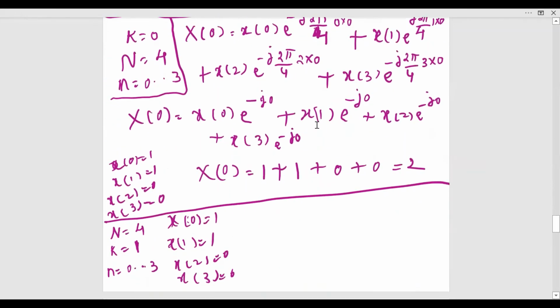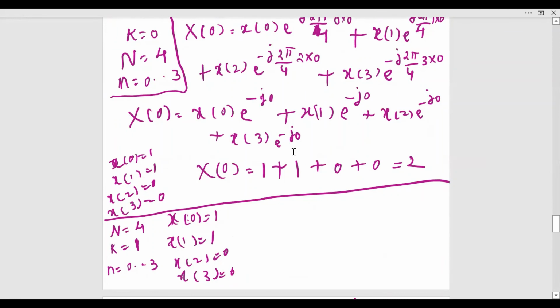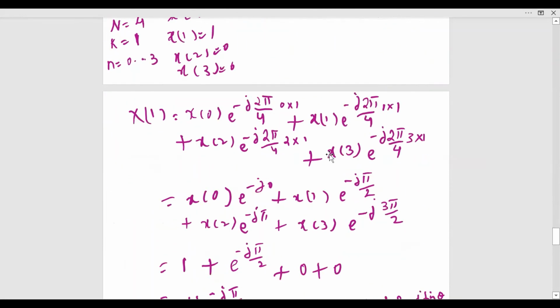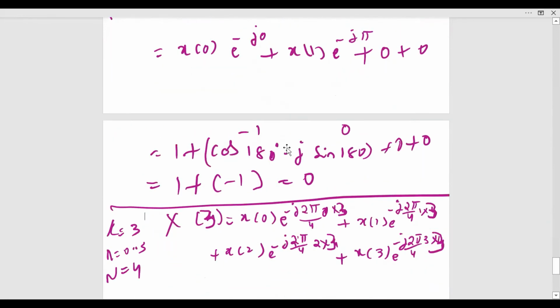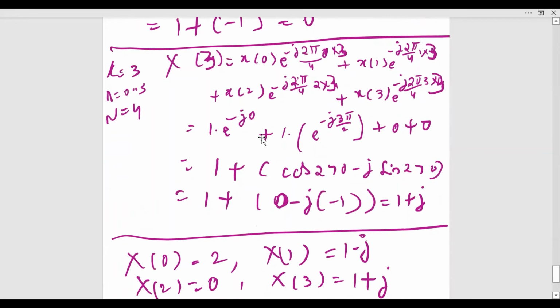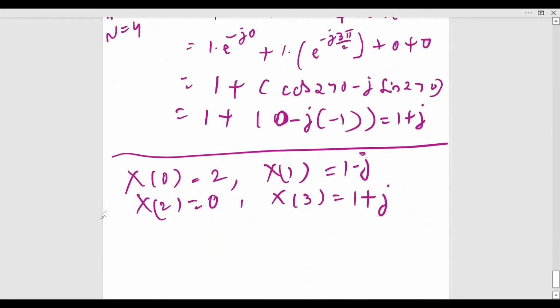So substitute the values in the formula, and remember e power minus j theta can be written as cos theta minus j sine theta. Then find the X of k values. So we got X of 0 as 2, X of 1 as 1 minus j, X of 2 as 0, and X of 3 as 1 plus j. So this is how we can find the DFT.